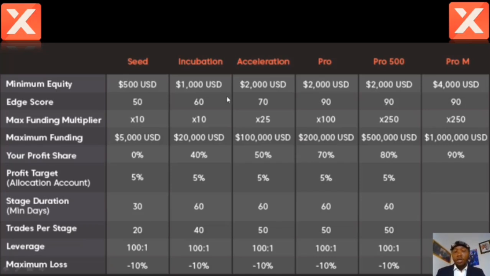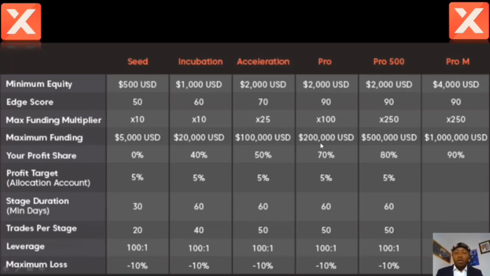Now, on the acceleration stage, your capital needs to be $2,000. Your capital needs to be $2,000 on the acceleration stage, and for you to be there, your edge score should be 70, and you have access to a $100,000 funded account. You stay on this stage for 60 days, make 5% profit, and on every profit you make, the company will give you 50% of the funded account profit. Now, you move to the next stage. Your capital still remains $2,000, although you're making profit, the requirement here is $2,000 to go to the pro stage. Your edge score is 90, and you'll be given access to a $200,000 funded account.